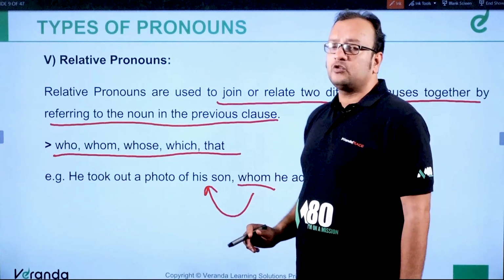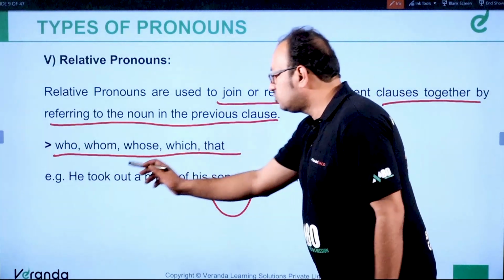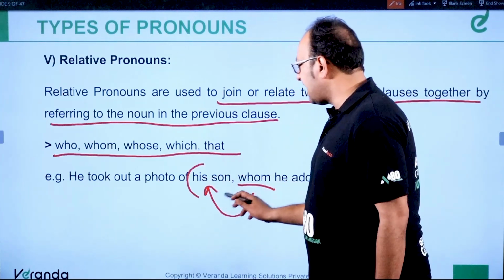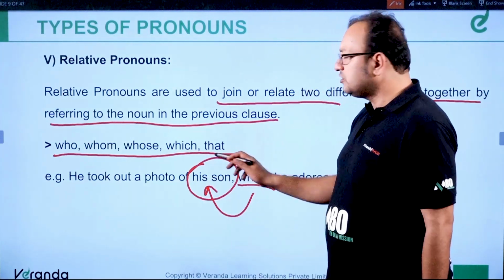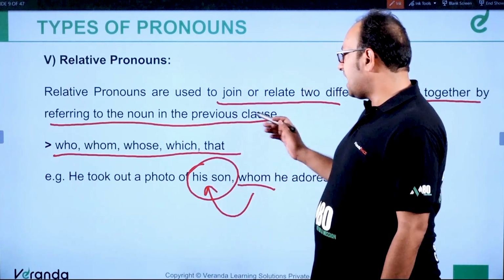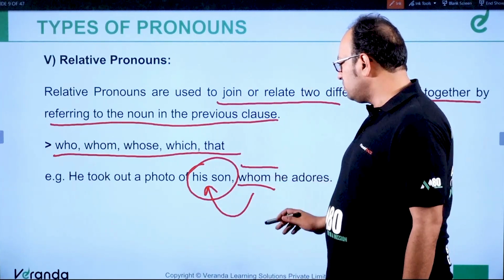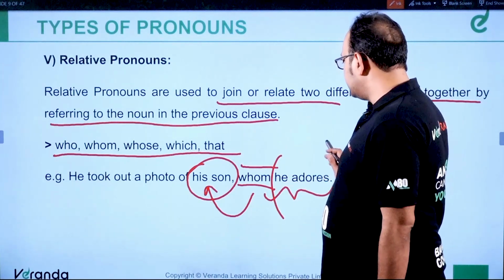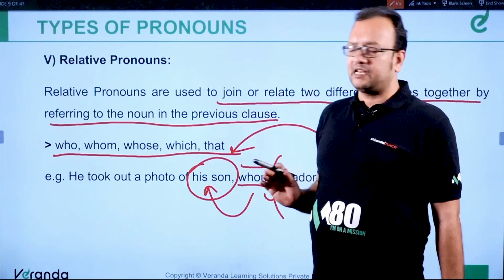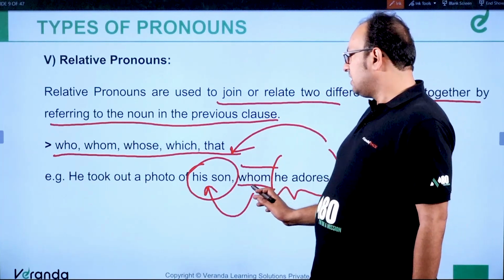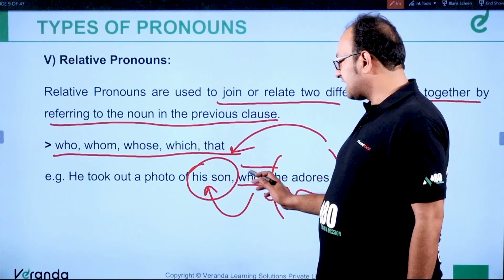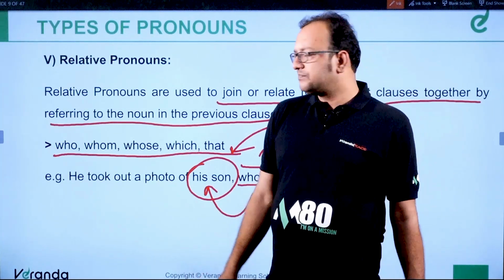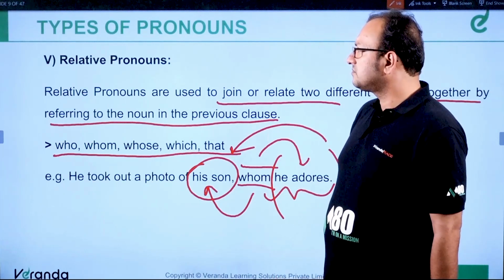These are relative pronouns, and whenever they are used, there is an antecedent. The word which comes earlier to this is the antecedent. He took out a photo of his son whom he adores. This is the antecedent, which comes just prior to the relative pronoun, and this relative pronoun forms a relative clause, and this relative clause describes the antecedent. Simple to understand. This relative pronoun has an antecedent which is described in the relative clause. Clear? Moving ahead.